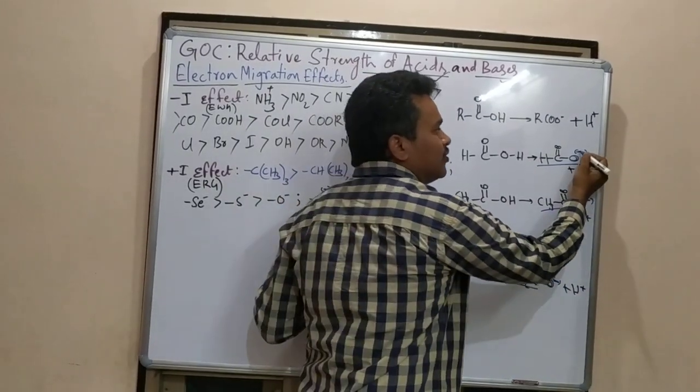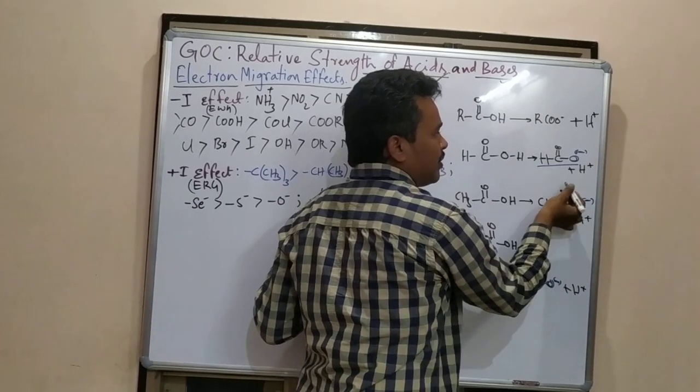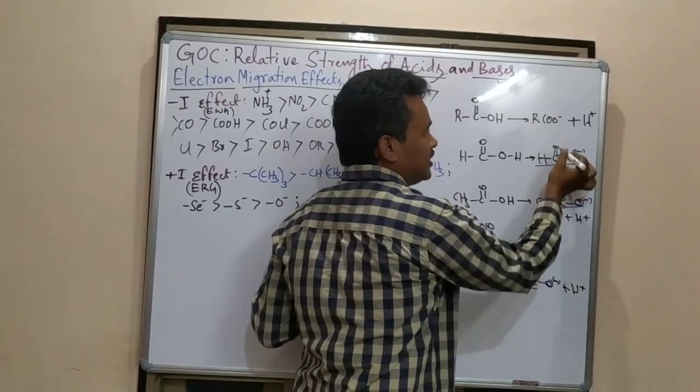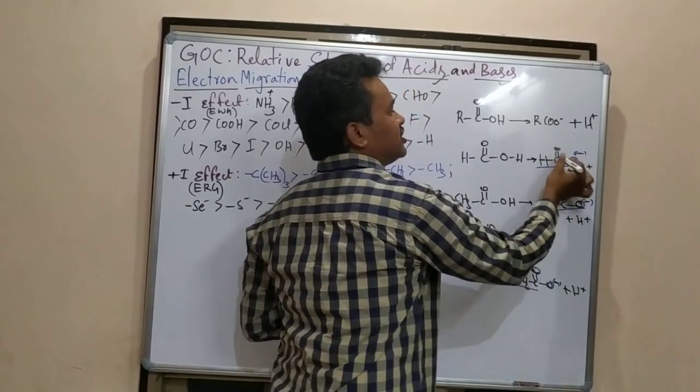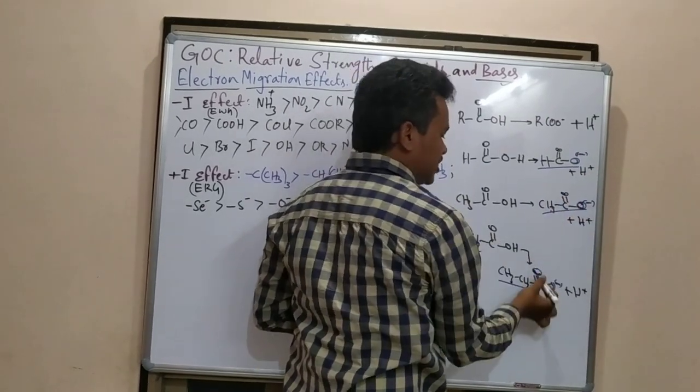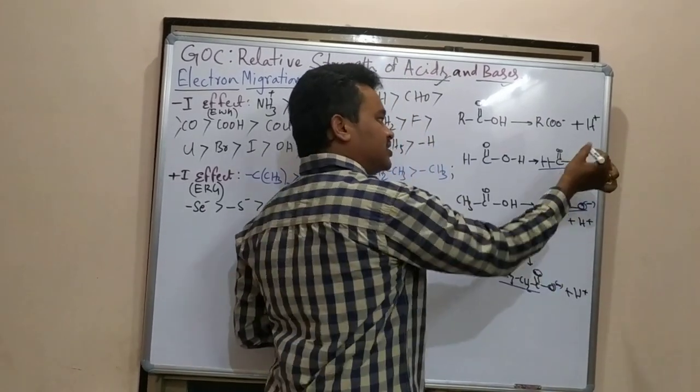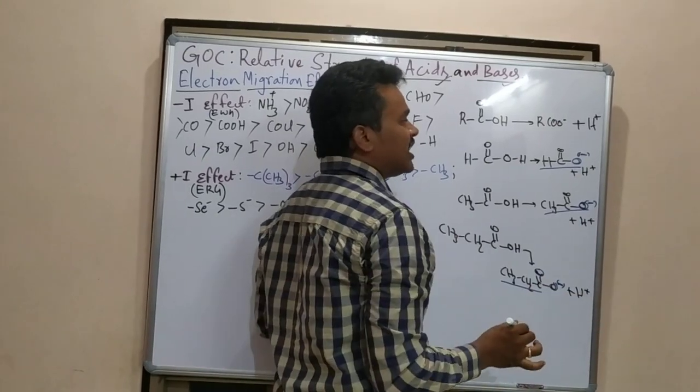So the negative charge can be here: C double bond O, C double bond O, C double bond O. There are equivalent resonating structures here, here also, and here also. This is common. Which can affect their stability?